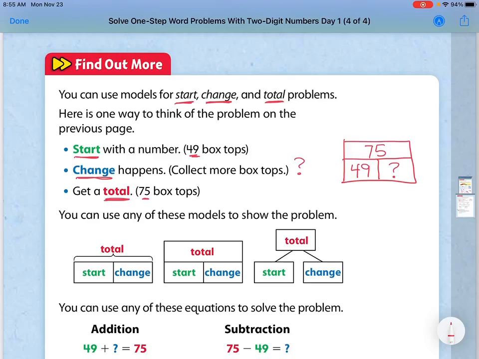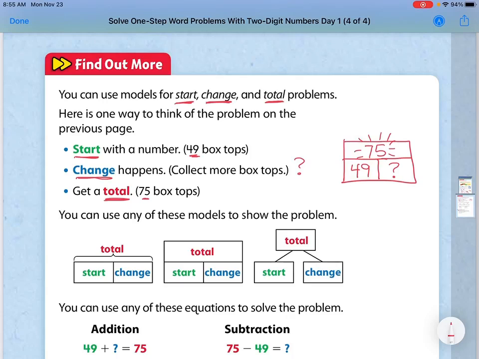Okay? So bar models just are a way to organize our numbers. I would never take the numbers in this particular model and add 75 and 49 together. Never, because 75 is my total. So I know that 75 is the biggest number in this fact family.